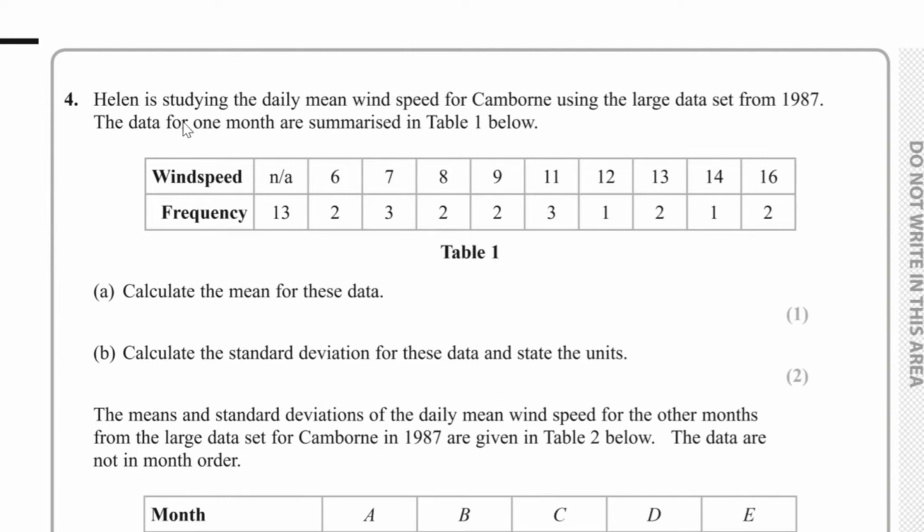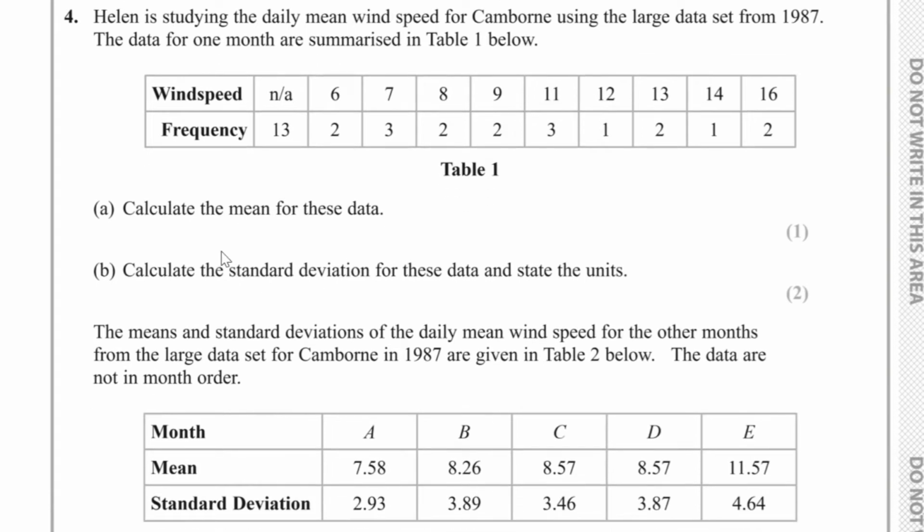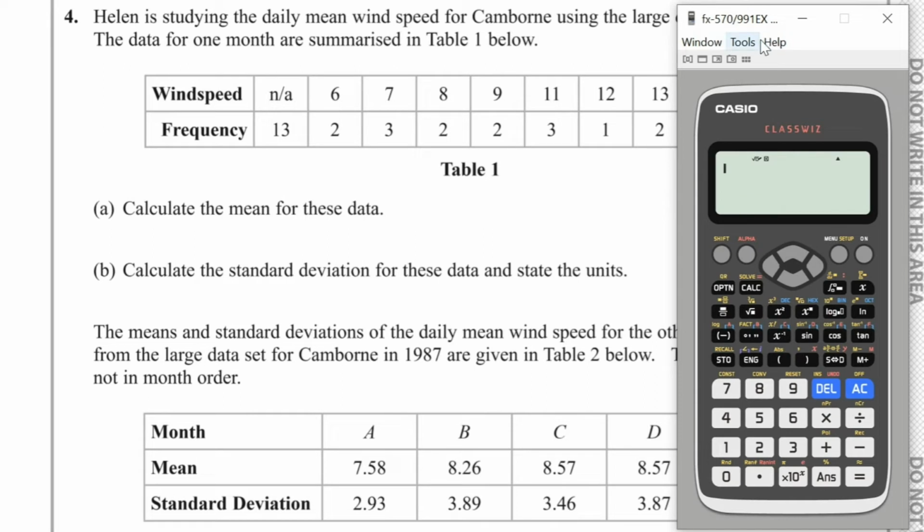Question number 4. Helen is studying the daily mean wind speed for Cambronne using the large dataset from 1987. The data for 1 month are summarized in table 1 below. And for part A, we have to calculate the mean for these data. Well, from our calculator, if we go to the statistics sub-menu, and then press number 1. We need to make sure that the frequency is on.